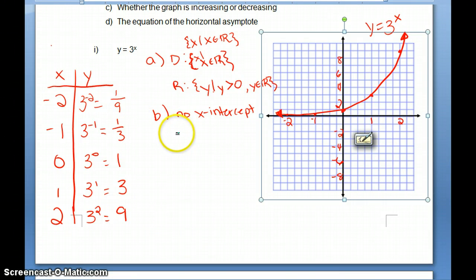Okay, and our y-intercept, so that is when x is equal to 0. So looking here from my very nice graph, or we can also use our table values here, we know that your y-intercept is at (0, 1). Okay.